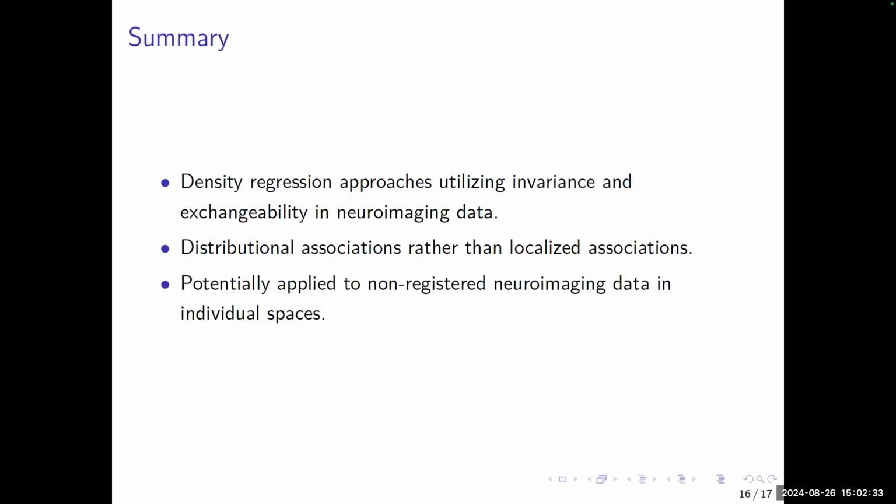So just to summarize, we consider a density regression approach to try to avoid the spatial registration step. Because we believe that if we can properly skip this step, we may gain more individual level information, and this also provides a more global level analysis rather than localized association, and this may potentially apply to non-registered data.